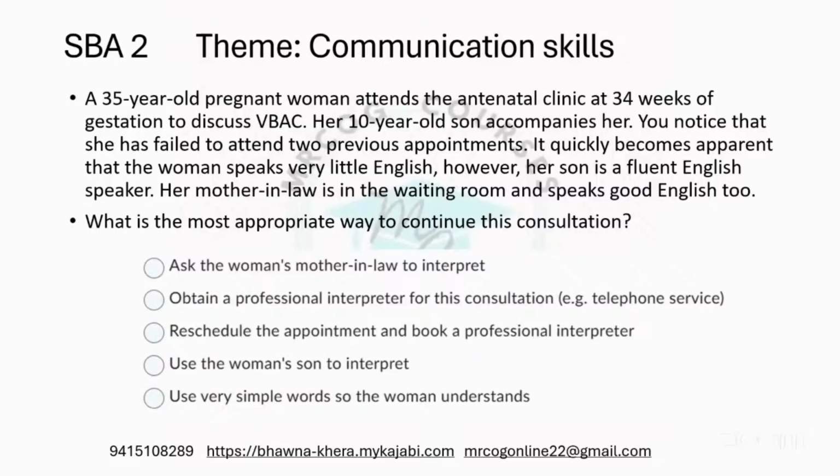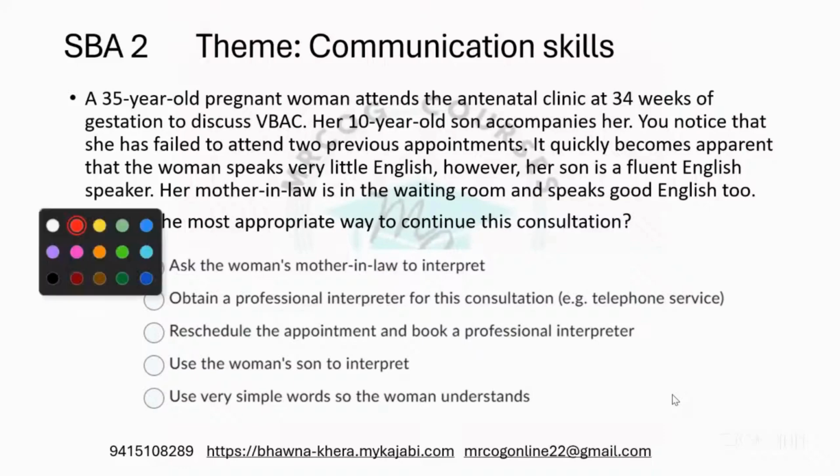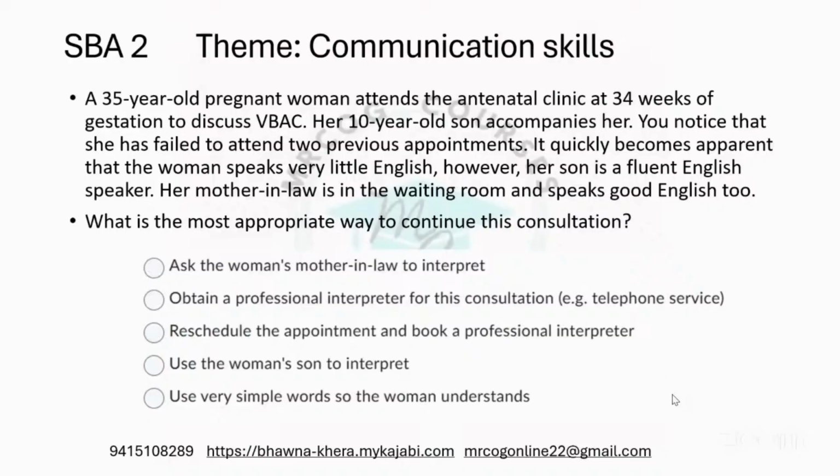So confusion can occur between B and C, whether to just do a telephonic service and talk with the interpreter, or you can reschedule the appointment because this is an elective patient, right? There's no emergency here. She's at 34 weeks to discuss her birth plan. So she could have waited. But they have given you additional information here. So what is the additional information which makes the answer B and not C? Which is, you notice that she has failed to attend the two previous appointments, right?